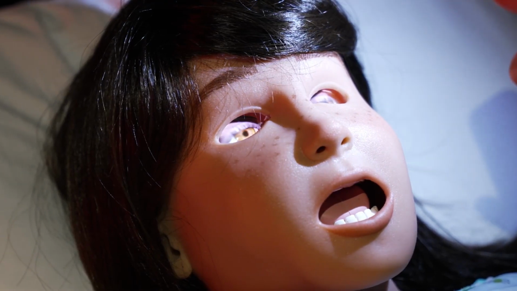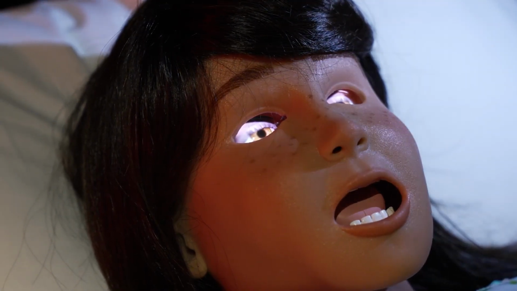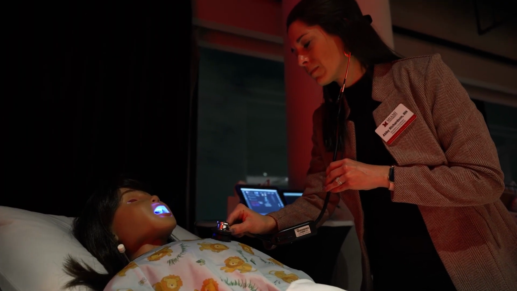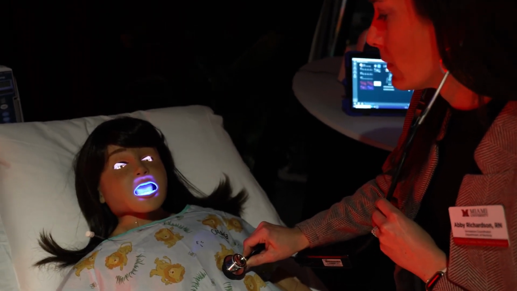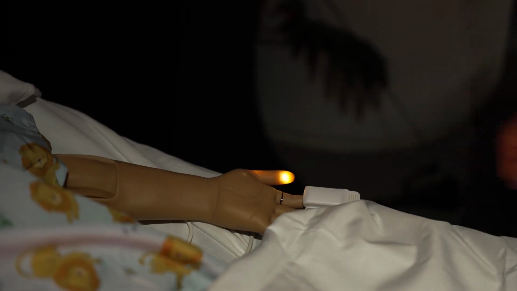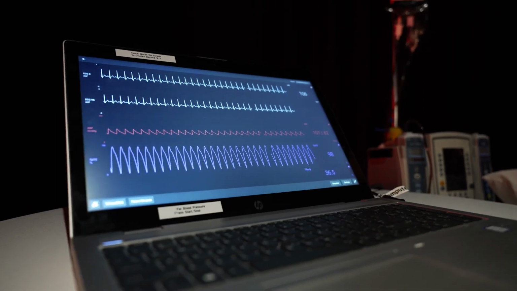The students can also do a full neurologic assessment on her, where they can use a pen light and her eyes will actually react to the light. For a high fidelity mannequin, that's very impressive. She has heart sounds and lung sounds. Students can feel pulse points all over her body, just like they would in a real pediatric patient. And they can also check her peripheral pulses and look for her oxygenation levels.